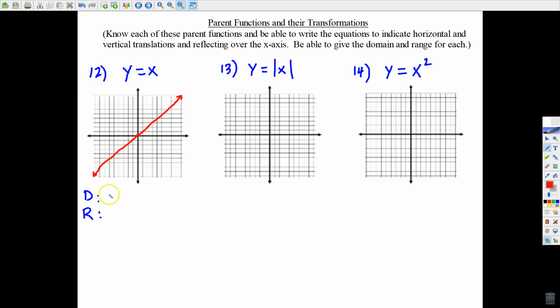The domain is all real numbers. Going along the x-axis, we're going to go forever. As x goes positive, so does y. As x goes negative, so does y. And that's going to be true going this way as well. Notice how our graph goes forever up as x goes positive and forever down. So pretty simple. The domain and the range for y equals x will be all real numbers.